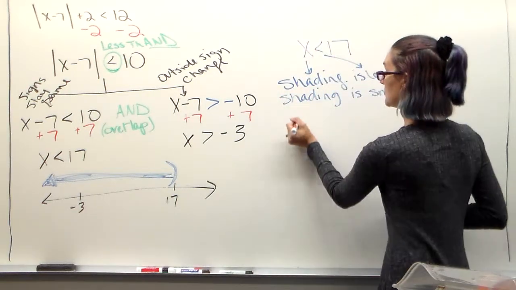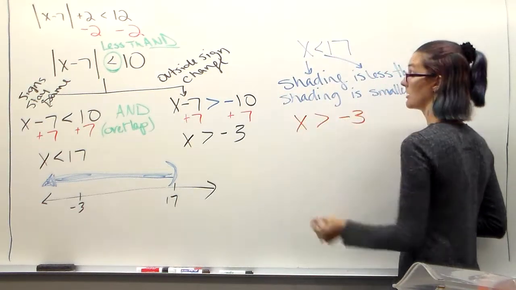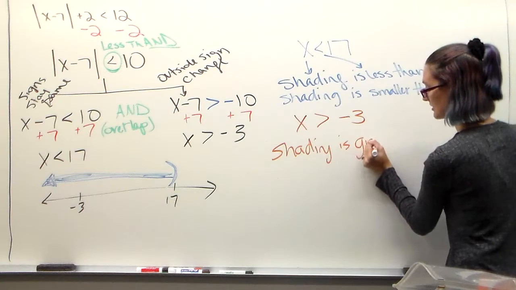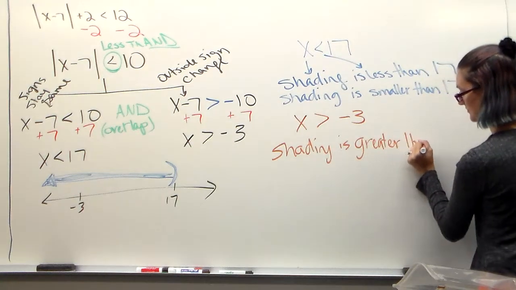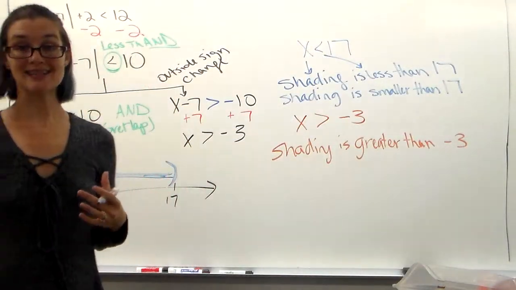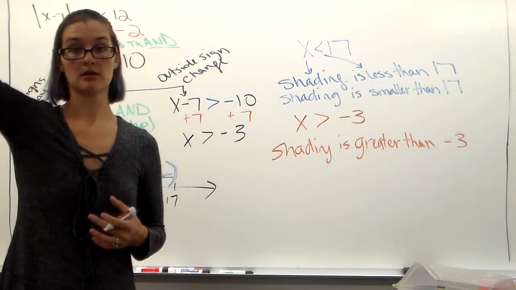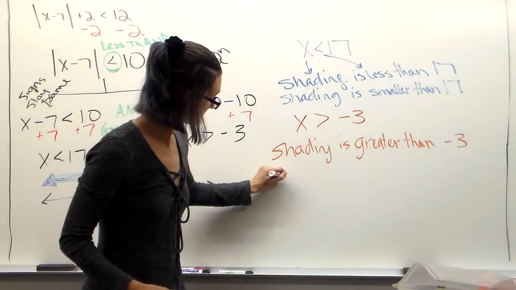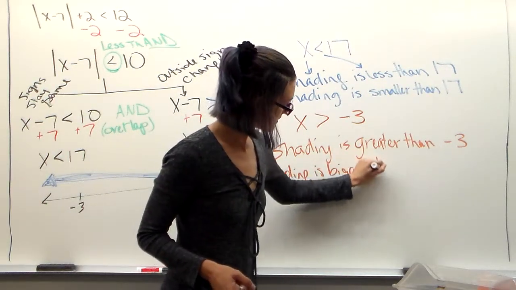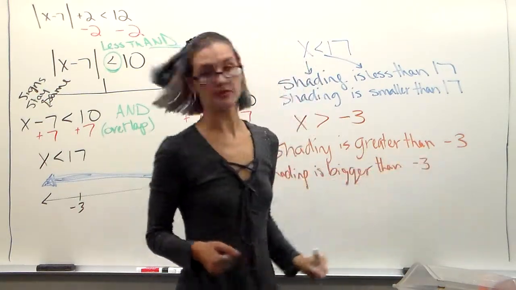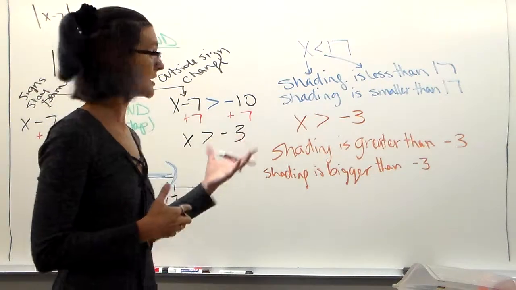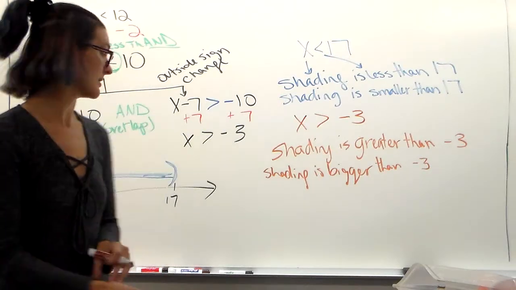We do the next one in brown. We have x is greater than -3. X is your shading. Is greater than -3. So if you have a greater amount of money than someone else, that means you have a bigger amount of money. Right? So the shading is bigger than -3. Sometimes the words help it to just make it a little bit more relatable to us. If you can put it in bigger and smaller rather than less than and greater than.